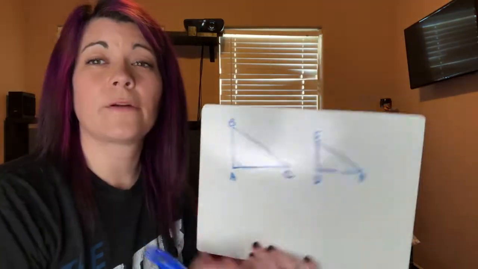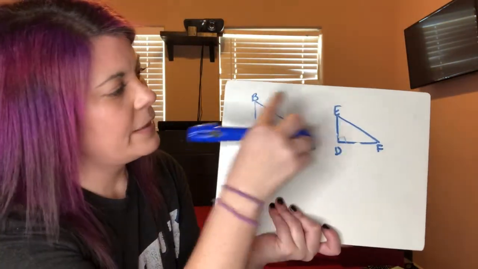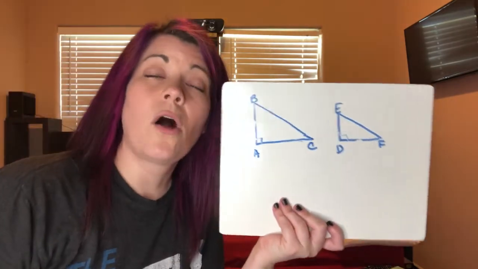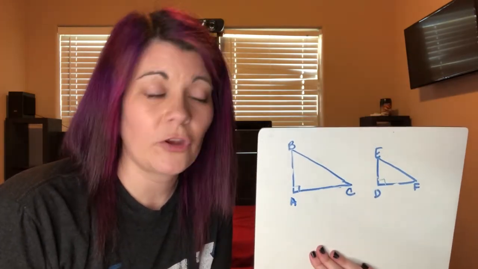Now corresponding angles. I'm going to erase these sides. It's the exact same as corresponding sides where they're in the same position. So angle A corresponds to angle D, angle B corresponds to angle E, and angle C corresponds to angle F. And all corresponding angles in a similar triangle are congruent. So those are the two things that have to happen: all corresponding angles are congruent, and all corresponding sides are proportional.